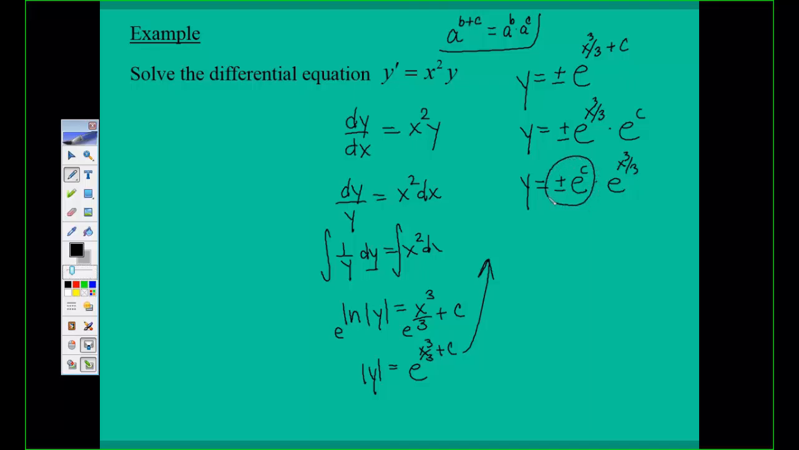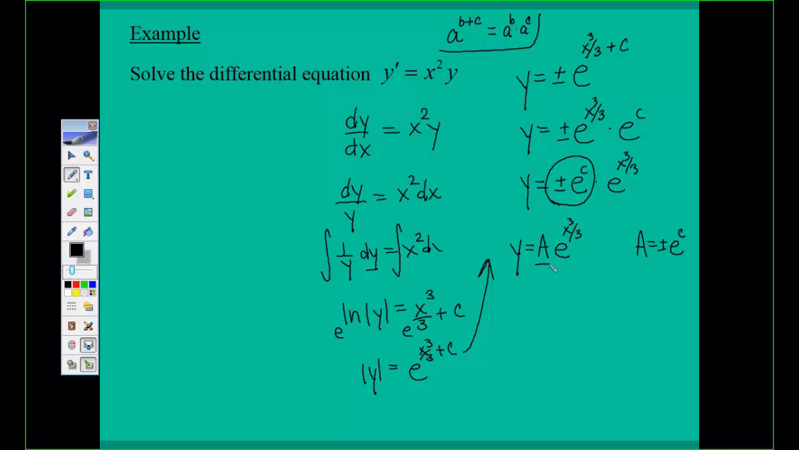This piece right here, this factor, is just a constant. It's just a coefficient to e to the x cubed over 3. And typically what we do in this situation is we let a equal this plus or minus e to the c. It's much easier to work with now.